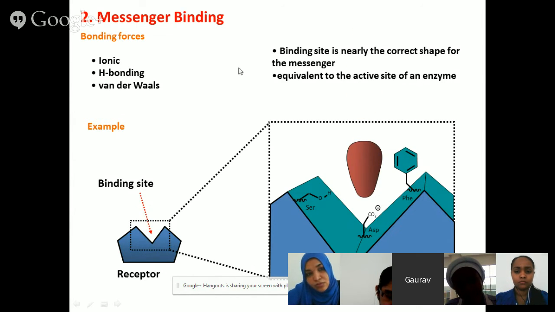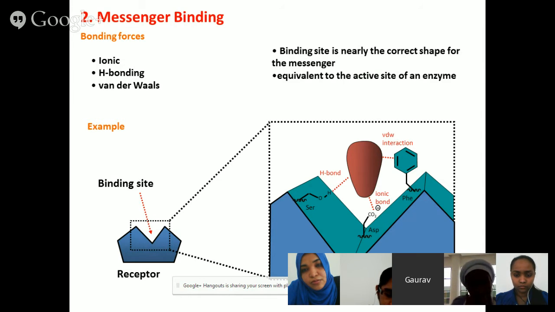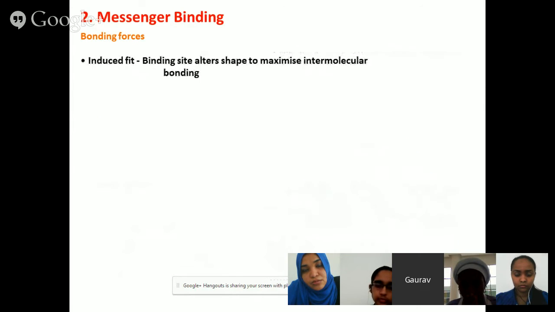You can see here the messengers. This is a binding site. Three different types of bonding forces are there: van der Waals interactions, ionic bonding interaction, and hydrogen bonding interaction. If these three interactions bind properly with the messengers, then only they can induce a fit. Next, under bonding forces, we'll discuss induced fit.